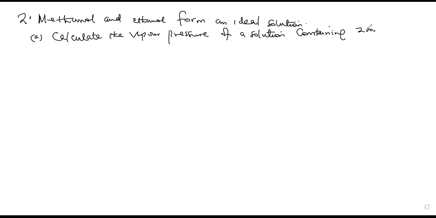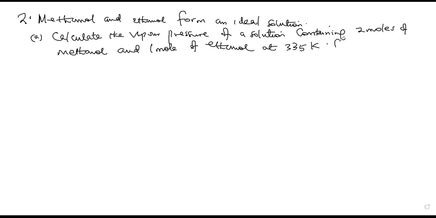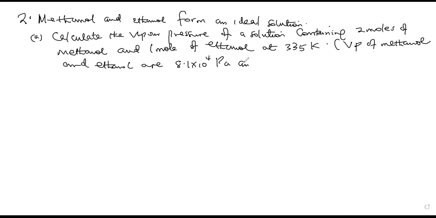containing 2 moles of methanol and 1 mole of ethanol at 335 kelvins, brackets vapor pressure of methanol and ethanol are 8.1 times 10 to the power 4 pascals and 4.5 times 10 to the power 4 pascals respectively at 335 kelvins.